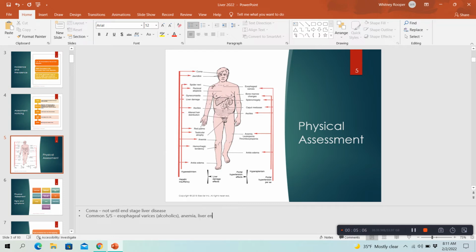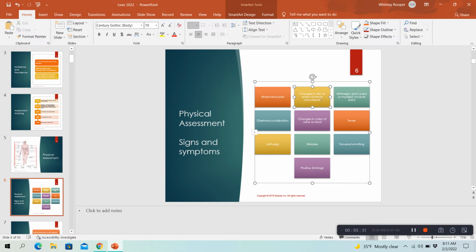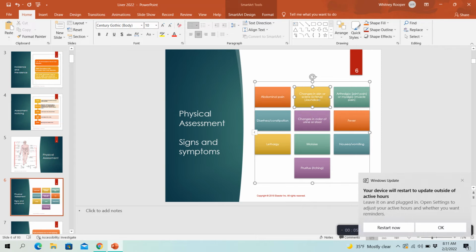There are signs and symptoms. They're going to have abdominal pain, of course. Changes in their skin and sclera, the jaundice, right? They can have joint pain, muscle pain, diarrhea or constipation, changes in the color of stool. We'll talk about that a little bit later on. Fever, lethargy, malaise, nausea, vomiting, and pruritus because the liver's not functioning well.